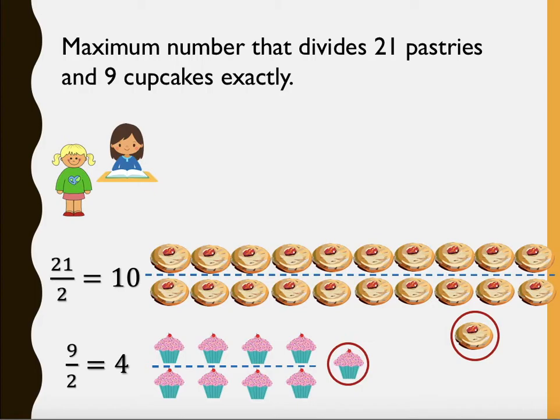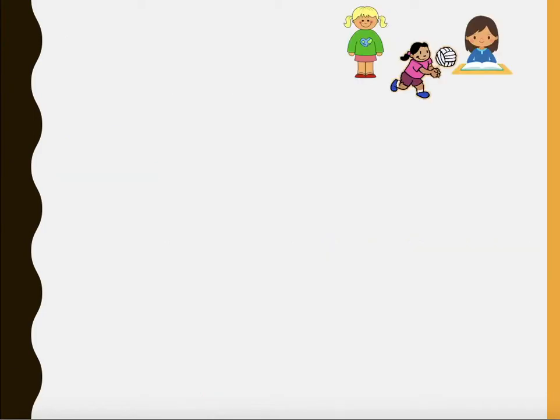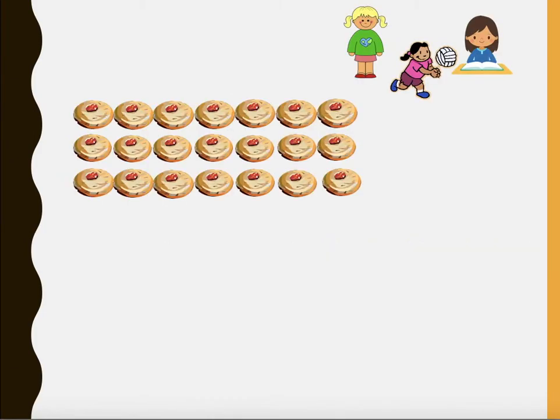So we don't want any leftovers here. We want to divide them, give away all the pastries here, okay? So let's try with 3 students. We have 21 pastries. We are dividing them equally among 3 students. We get 7 exactly per each student.